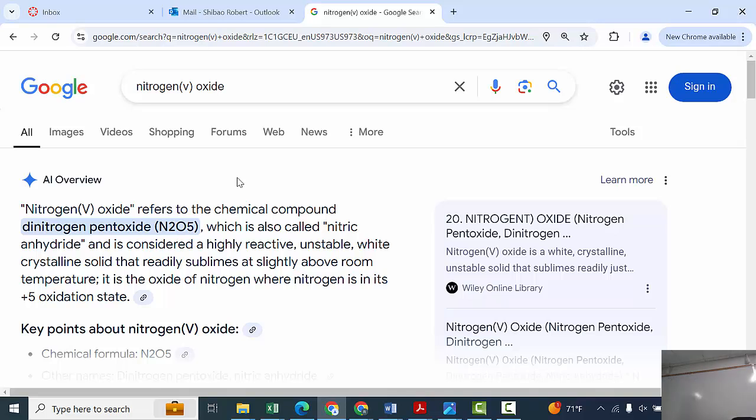So if we look at the AI overview here, nitrogen oxide refers to the chemical compound dinitrogen pentoxide, which is also called nitric anhydride. Well, there you go. They call it nitric anhydride. But do you want to memorize all the variations of the common names? It's too much.